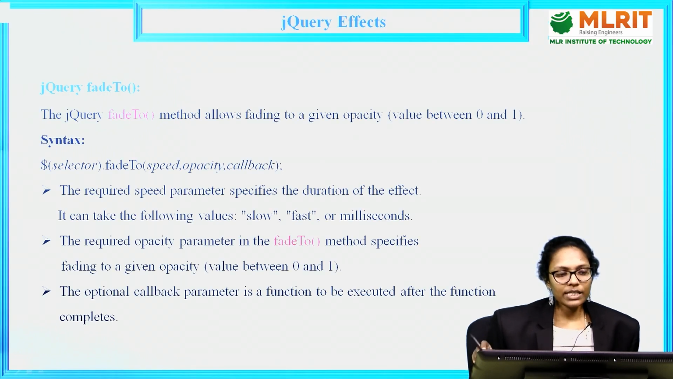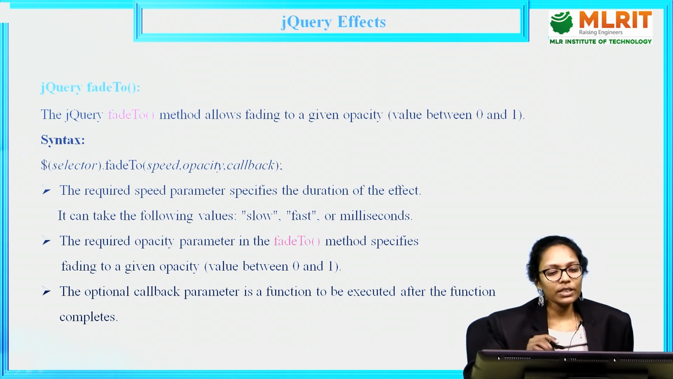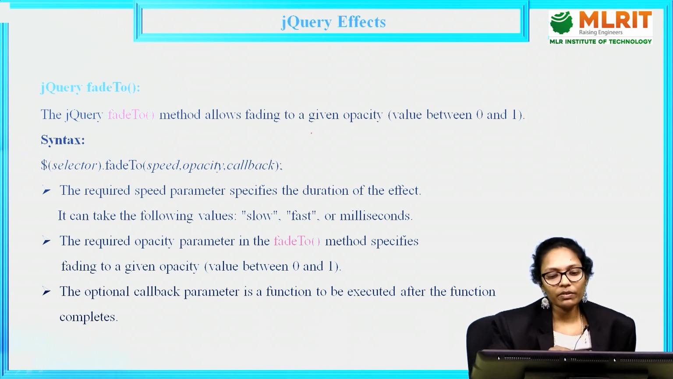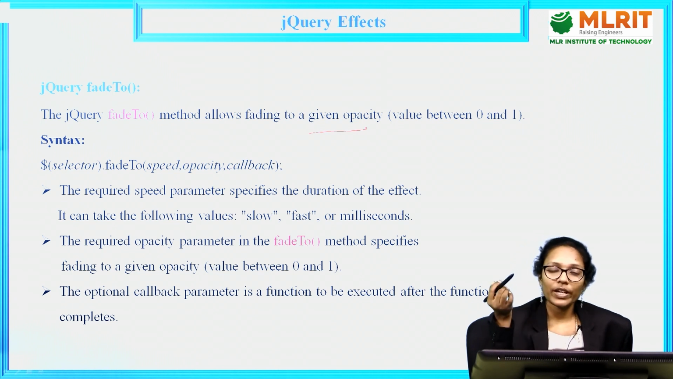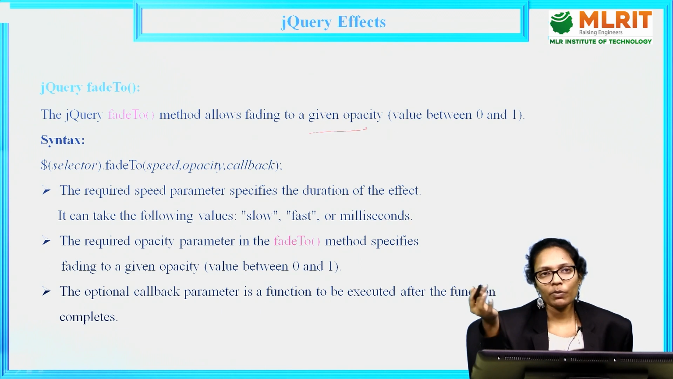So next is fade to. So fade to method will give the fading to a given opacity. Opacity in the sense, in the previous videos, we have discussed how much percentage of color it should show, whether it is in light color or dark color, like that you can specify. The range will be in the form of 0 to 1.